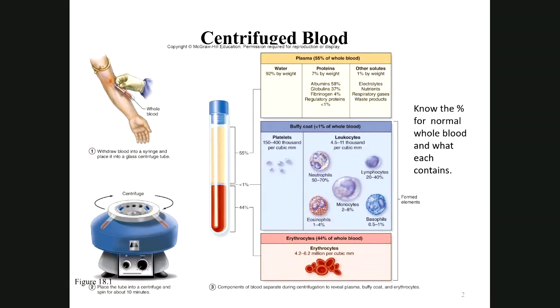And then we have what we call the buffy coat, and this is just this little tiny spot right here. It's less than 1% of the total of whole blood. In that are platelets and some leukocytes, some white blood cells. And the other 44% of whole blood is our erythrocytes, or red blood cells.